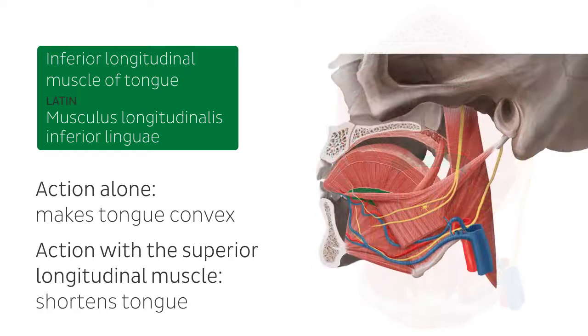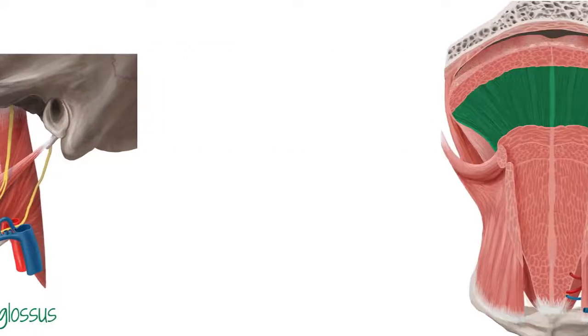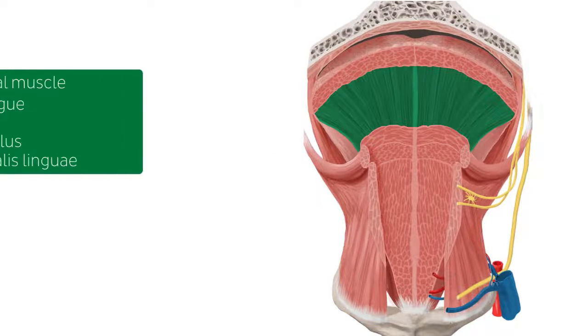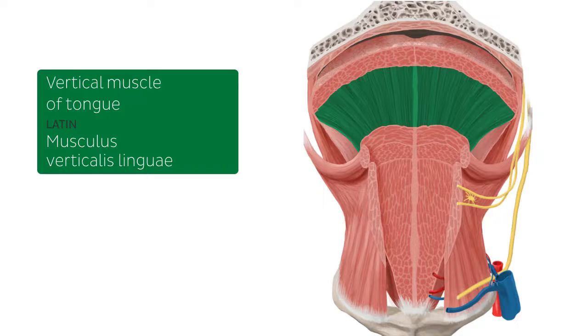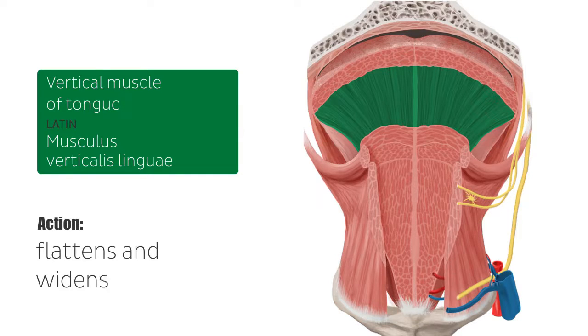From the lateral view, we can see that the inferior longitudinal muscle extends from the root of the tongue to the front, where it blends with the styloglossus muscle. Now let's look at the next intrinsic muscle of the tongue, the vertical muscle of the tongue. This muscle extends from the dorsal side of the tongue to the ventral side. The vertical muscle acts to flatten and widen the tongue.